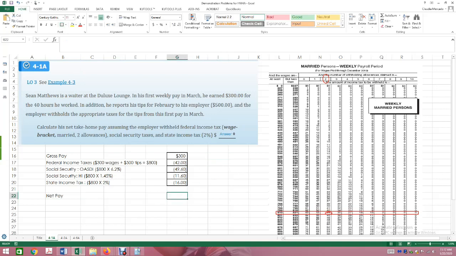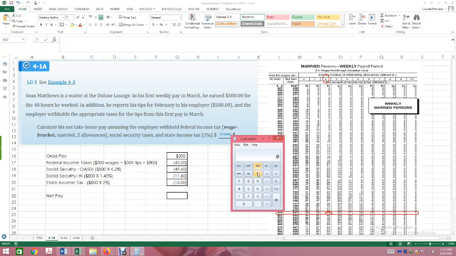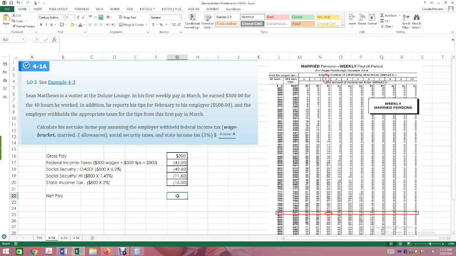Okay, so what we're going to do is we're going to deduct. We're going to do our calculation. So the employee made $300. I'm going to deduct the federal income tax of $42. I'm going to deduct the OASDI of $49.60. I'm going to deduct the HI of $11.60. And I'm going to deduct the state income tax of $16. So this employee on this particular week is going to take home $180.80. This is how much the employee is going to take home.